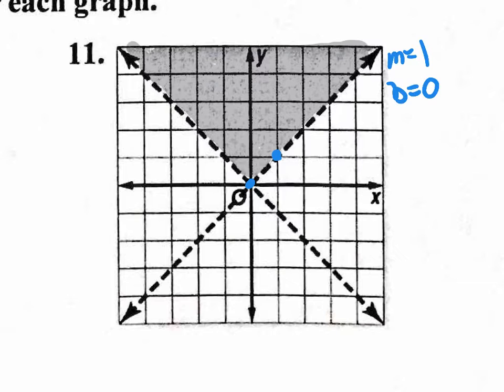So in y equals mx plus b form, this line is y equals 1x plus 0. Now, it's not an equal sign because it's not a solid line. So you would have to change it to above that line. So above would be greater than, not or equal to, just greater than. So y is greater than 1x.